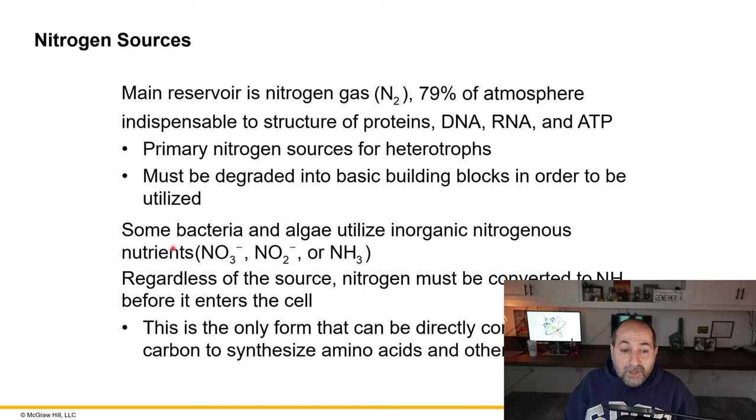Well, some bacteria and algae utilize inorganic nitrogenous nutrients such as NO3-, this is nitrate, NO2-, this is nitrite, or NH3, this is ammonia. These are three common sources of nitrogen for microorganisms. So if you can't fix nitrogen from the air, you can always gain it from your environment in the form of these three molecules, these three inorganic molecules.